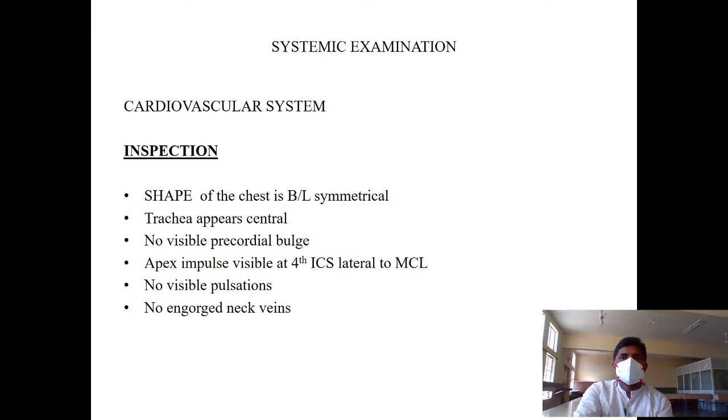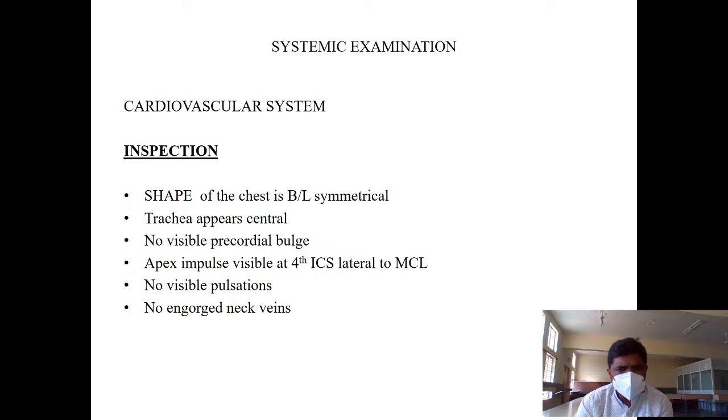Then coming to systemic examination. So from history we have concluded that it is a cardiac case. So obviously we'll start by examining the cardiovascular system first and later on the respiratory system. So in the cardiovascular system, it starts with inspection. In inspection you need to see the shape of the chest, whether it is bilaterally symmetrical, is there any precordial bulge, and the position of the trachea. So what is the importance of tracheal position here?